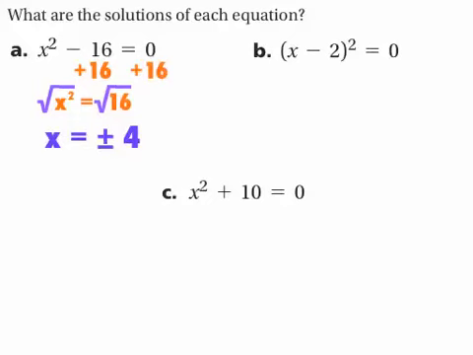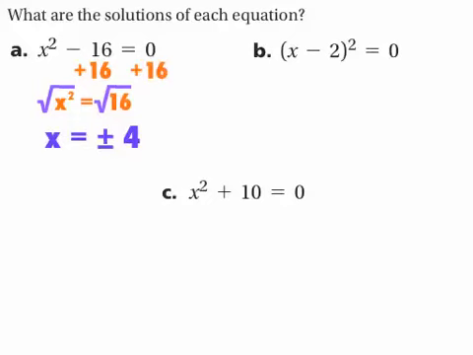Notice the notation that I use there. Instead of writing 4 and then comma negative 4, which you can do, you can also use this notation, which is just an addition sign on top of a subtraction sign, and it is read plus or minus. So x is going to be positive 4 or it's going to be negative 4. So A would be an example of a quadratic equation with two answers, positive 4 and negative 4.